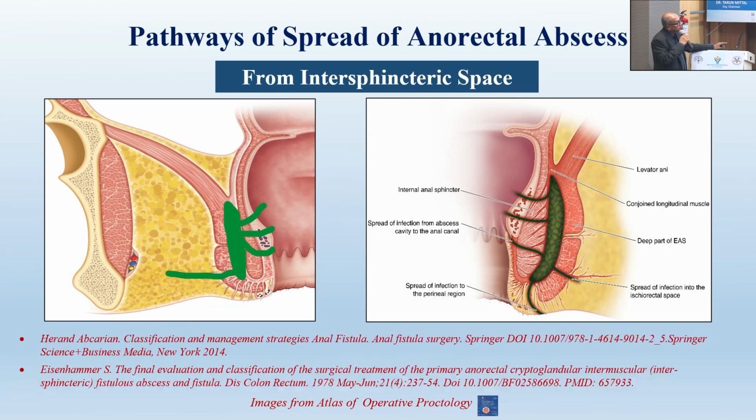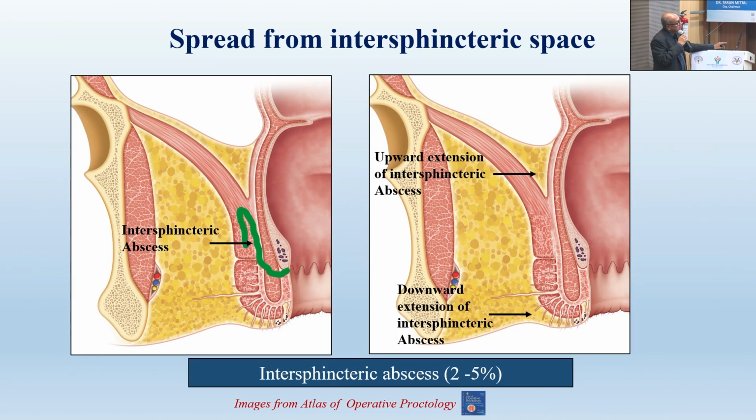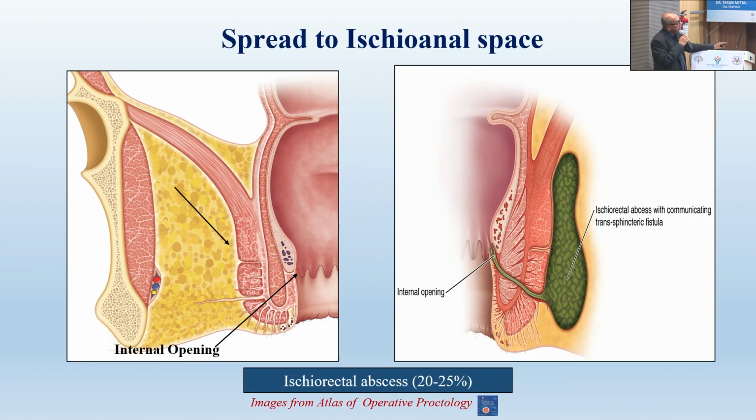Laterally, it can form outside ischiorectal and downwards again perianal. So this is how the intersphincteric abscess is formed. Upward extension can lead to supralevator, downward can lead to perianal. Now lateral extension, as I already told you, it can lead to ischiorectal abscess.